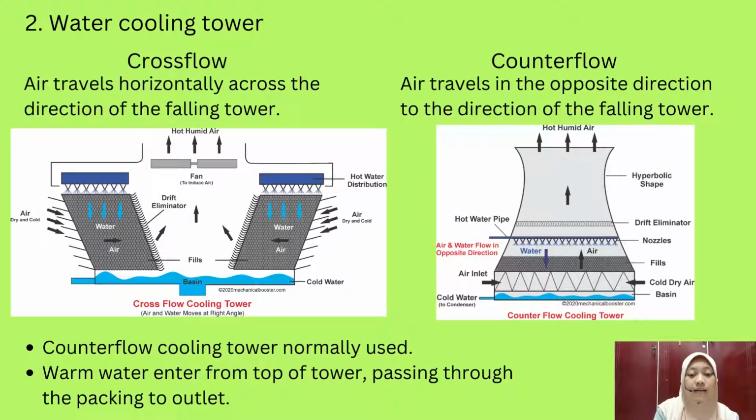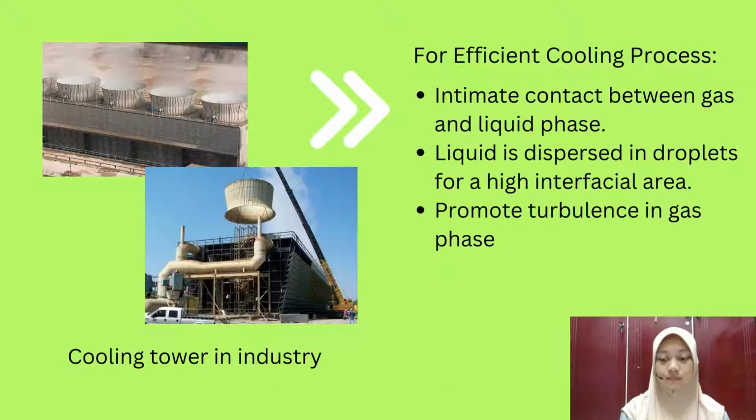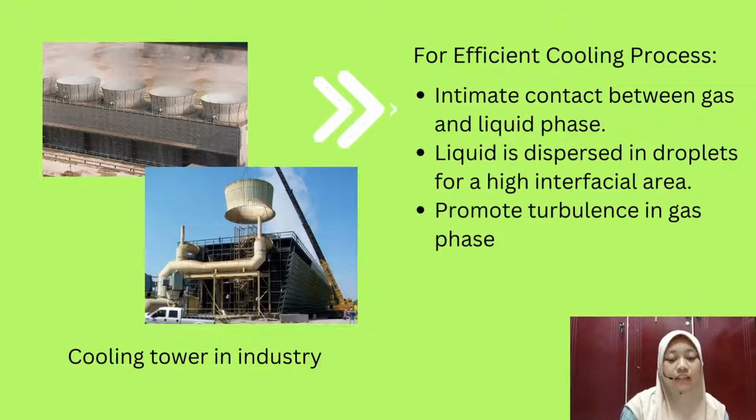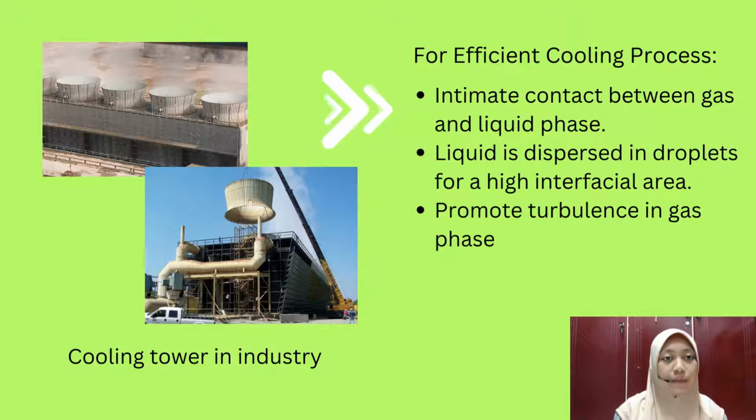For the water cooling tower, there are two types, which are the cross-flow tower and the counter-flow tower. For the cross-flow tower, air will traverse horizontally across the direction of the falling water, while for the counter-flow tower, air travels in the opposite direction to the falling water. Typically, warm water will flow counter-currently to an air stream and it will enter the top of a packed tower and cascade down through the packing. Cooling towers are mostly used in the oil and gas industry for cooling processes.